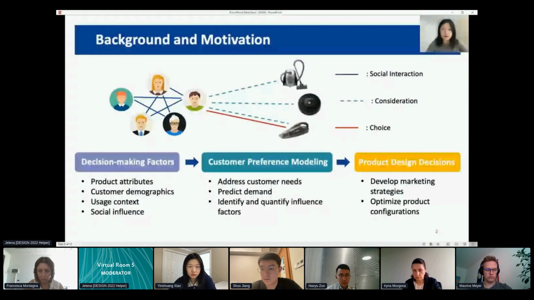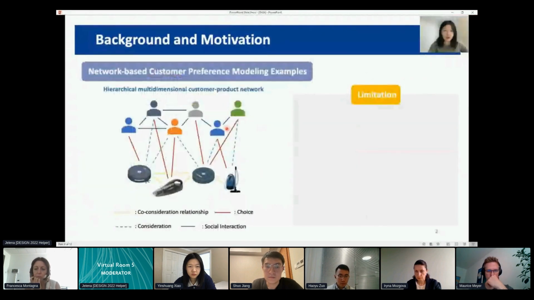I would like to start with the background and motivation of our study. Given that customers' purchase decisions are affected by varied factors, customer preference modeling can be used to predict demand and address customer needs, which is critical to guide manufacturers and designers to develop marketing strategies and optimize the product configurations. Here is a typical example of the network-based customer preference model. This model can comprehensively consider multiple kinds of information, such as social relationships and customer decision-making in different stages.